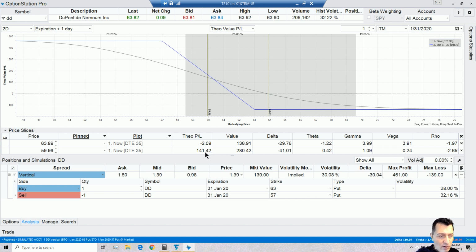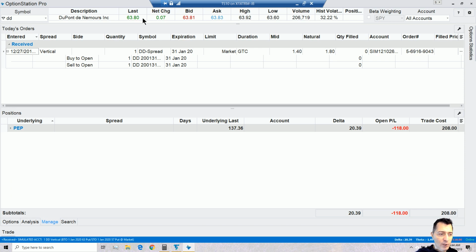That is the theoretical value. That's more or less what the price of that option spread should be when you hit your entry point. So we'll see that later on when I get filled, if that's the case.